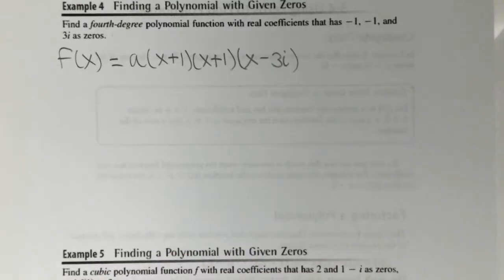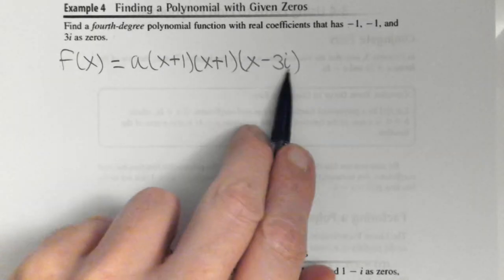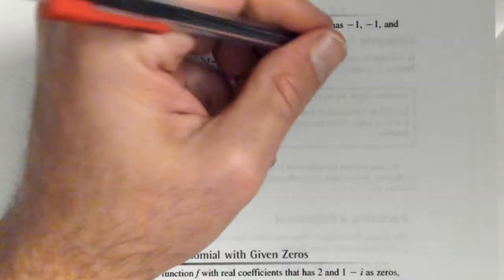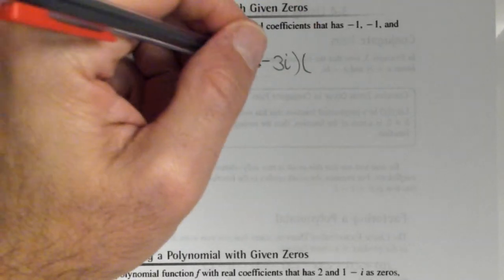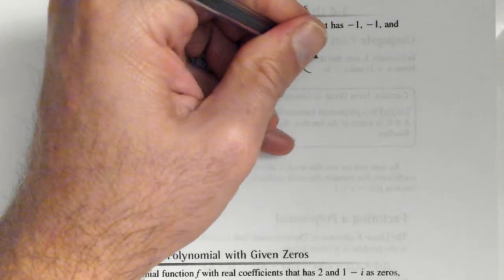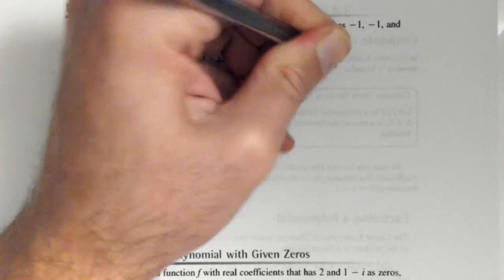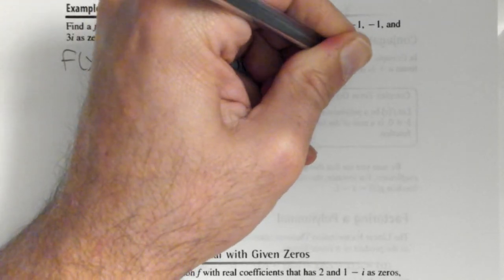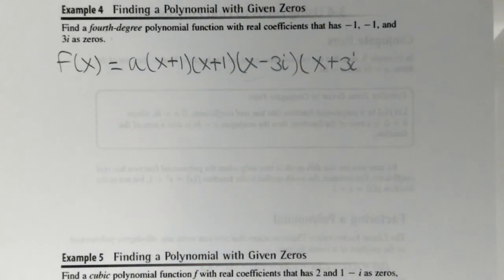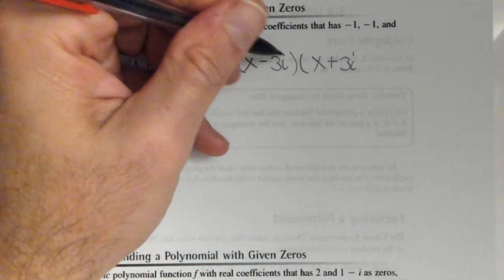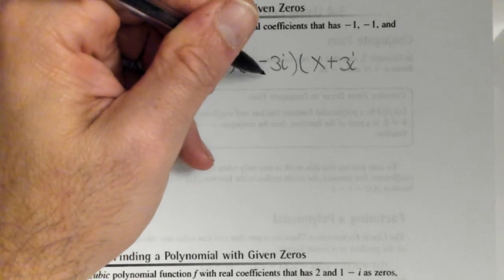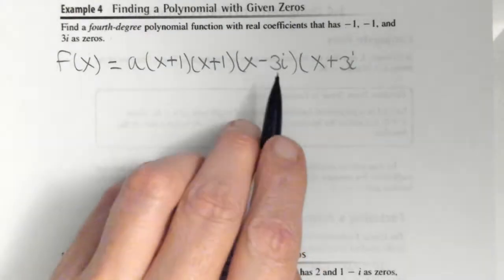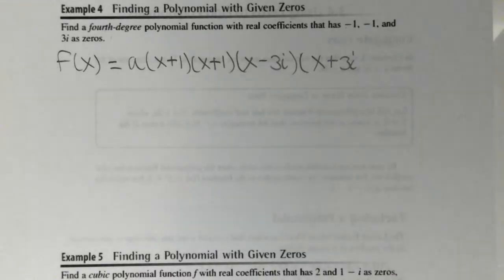Now, let's talk about what this last factor should be. Remember, this one is a complex factor, and complex factors occur in conjugate pairs. And so this is going to be x plus 3i. Of course, for this particular zero, there is no a component, it just has the b component, so that would just change from minus to plus right there.